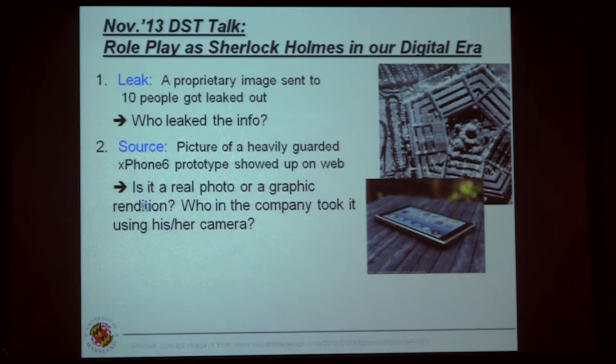Here we are really role playing: think of ourselves as Sherlock Holmes in the modern digital era, looking at three major problems. The first problem is information leak. With classified documents in Washington, D.C. and the surrounding area, we are not unfamiliar with information leaks. If an authorized group of users receives a document and someone leaks it to the public, to the Washington Post, how could we know who was the source of the leak, and how can we discourage the leak in the first place?